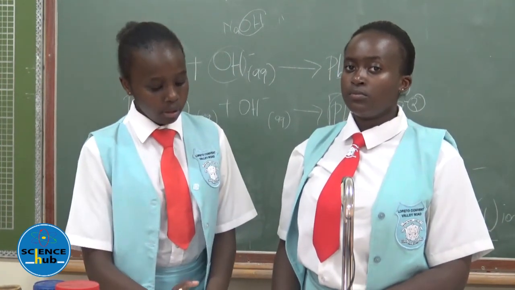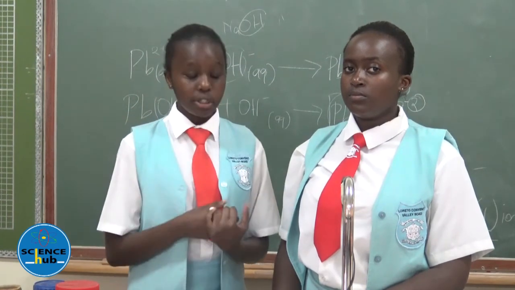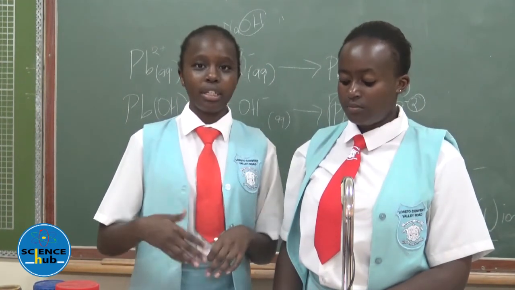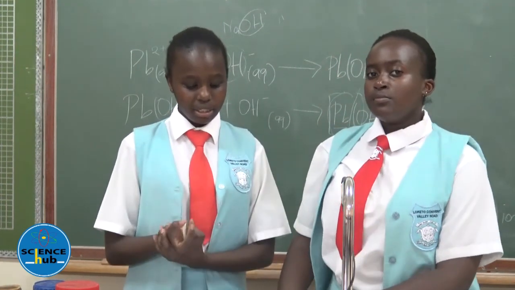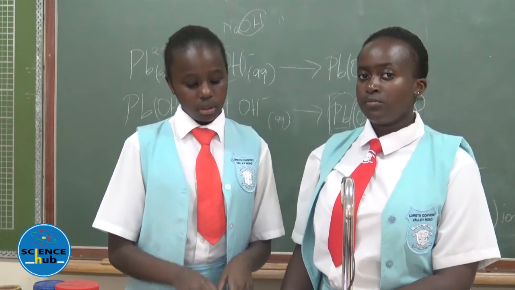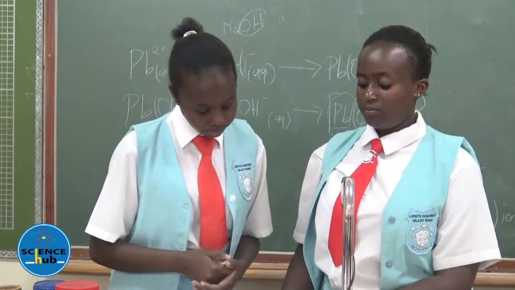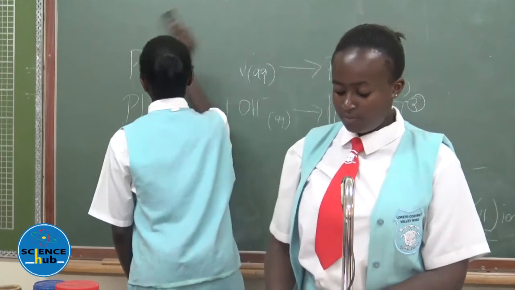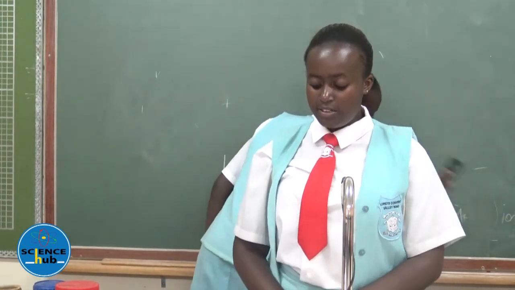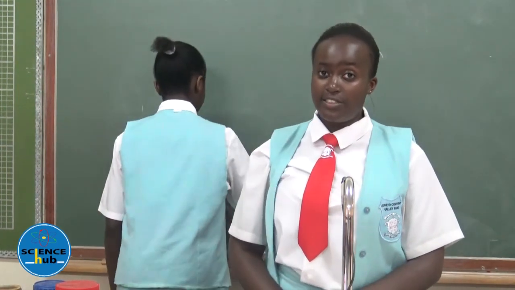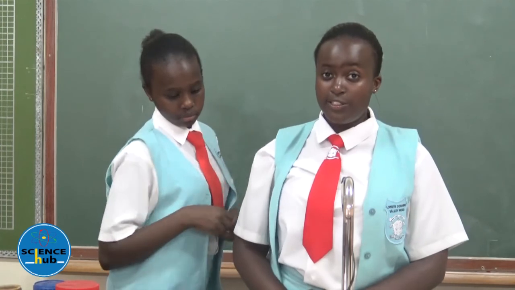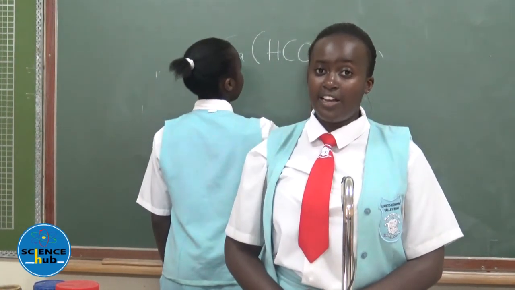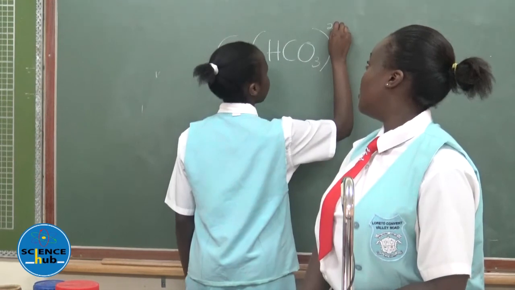So we go straight to methods of softening water. First of all, we start with temporary hardness. You do it through boiling. We all know we boil water to make it soft. This removes the calcium and magnesium ions. For example, if we have calcium hydrogen carbonate, basically in the hard water we have hydrogencarbonate ions, and when you introduce calcium in any form, it will react with them to form calcium hydrogencarbonate, which I am now writing on the board.